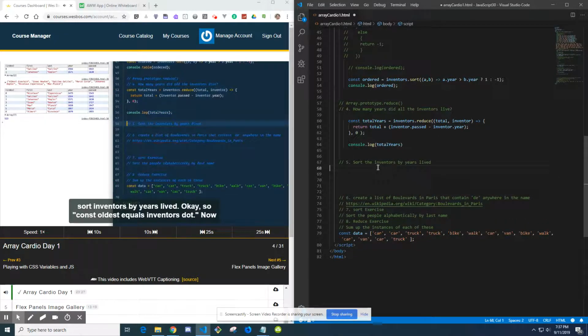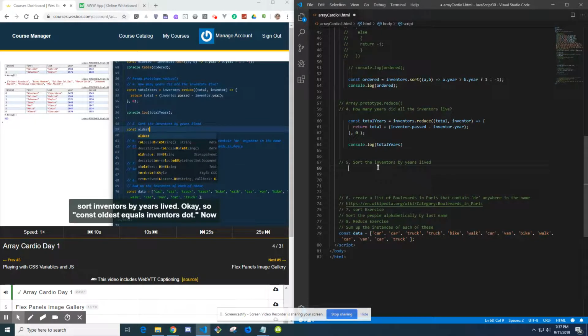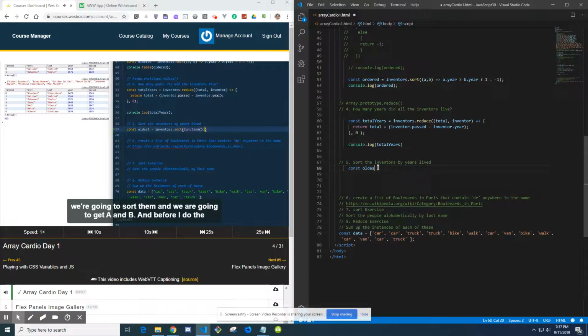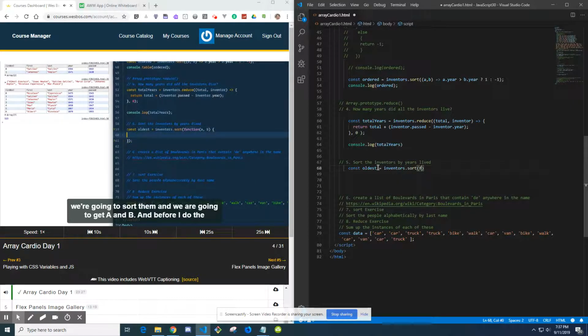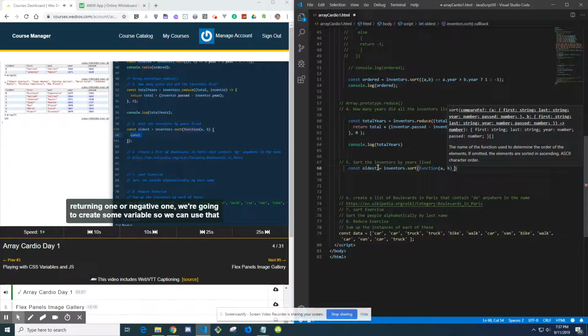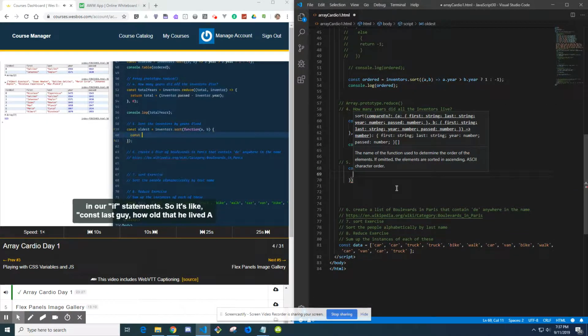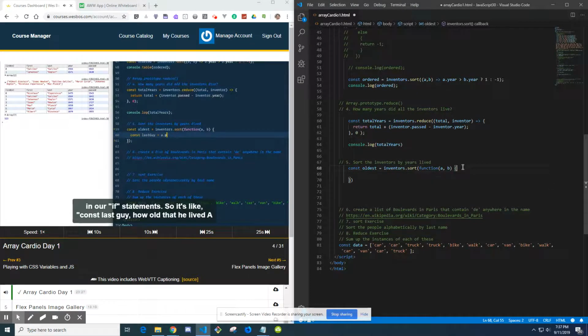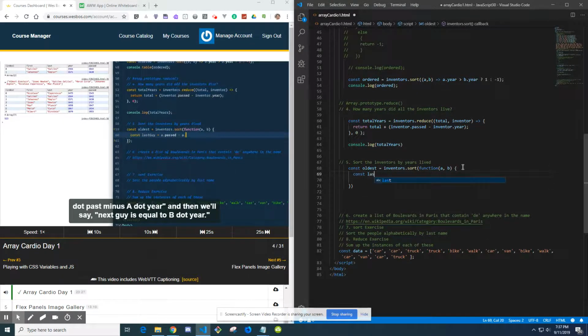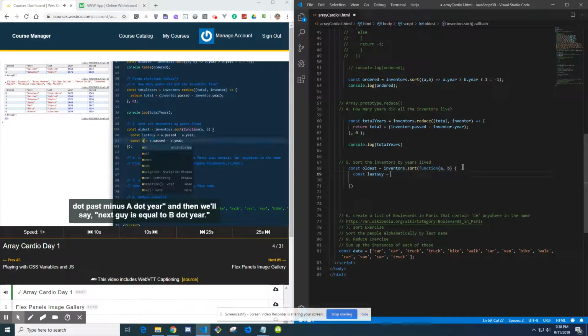Sort inventors by years lived. Okay, so const oldest equals inventors dot sort. Now we're going to sort them, and we are going to get A and B. Before I do the returning 1 or negative 1, we're going to create some variables so we can use them in our if statement. Const last guy, how old did he live? A dot passed minus A dot year. And then we'll say next guy equals B dot passed minus B dot year.